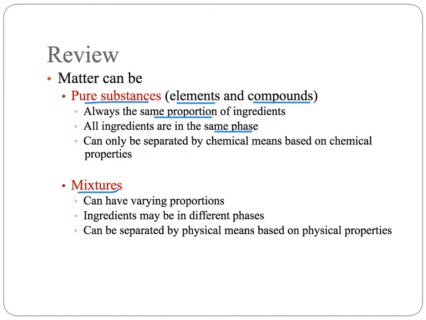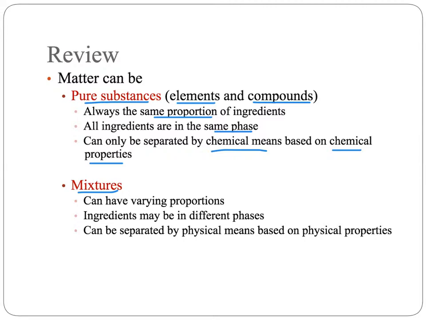The components of a pure substance can only be separated by a chemical process. A chemical reaction has to occur, and what particular reaction that is depends on the chemical properties of whatever element you're talking about. But you're going to need to change things chemically in order to separate out the elements in a compound.